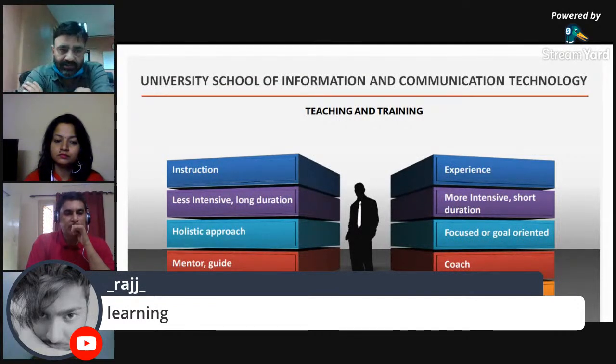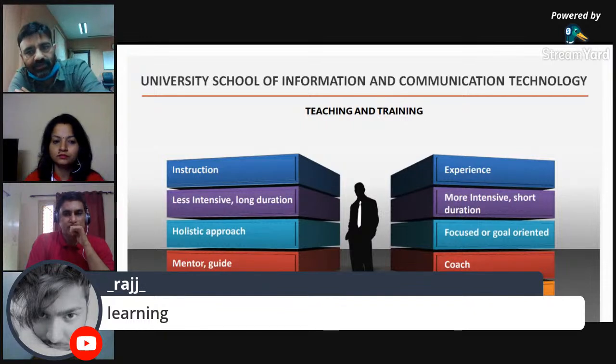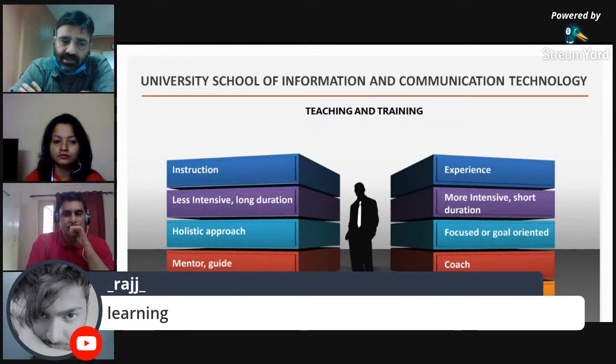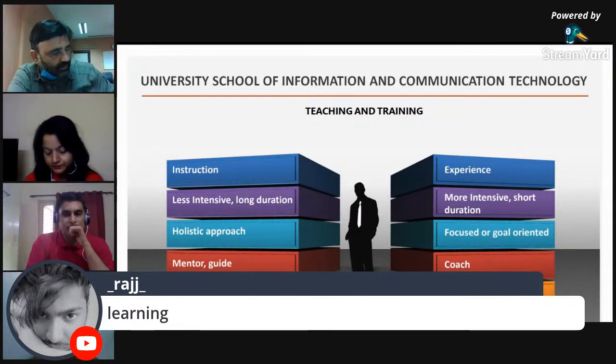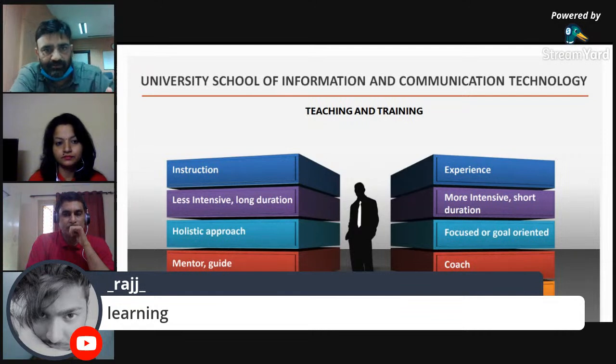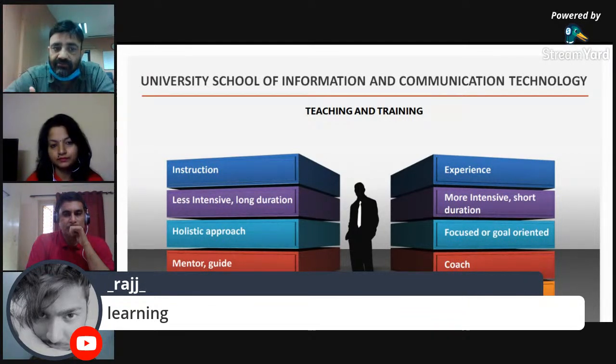So in case of the holistic approach, we generally follow all the teaching methods, and we focus on a particular goal, oriented in case of training also. So we behave like a mentor, like a coach, and like a guide with you. Our main motive behind the teaching is to develop the educational qualification, which is a mandatory part for you.